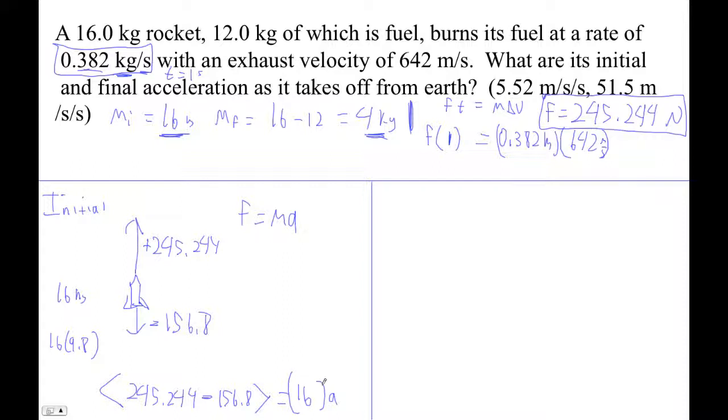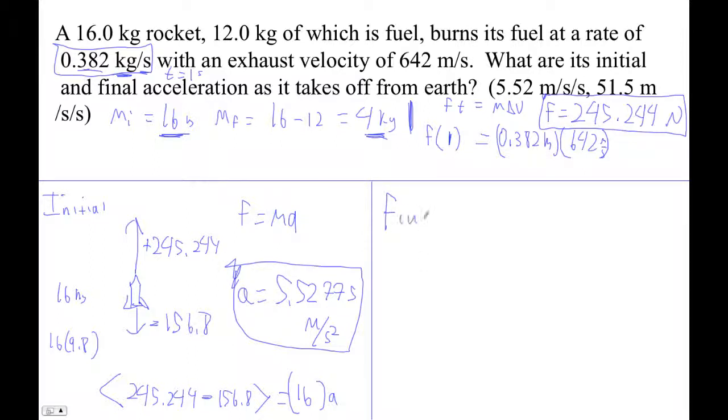Okay, divided by 16. Ooh, that should be fun. I get the initial acceleration is 5.52775, or actually 5.53, basically, meters per second squared. So the answer's off just a little bit, but that's okay.